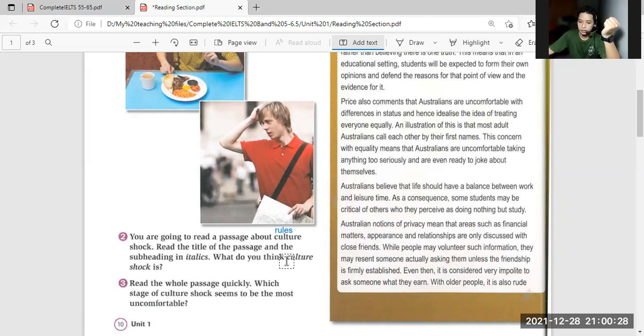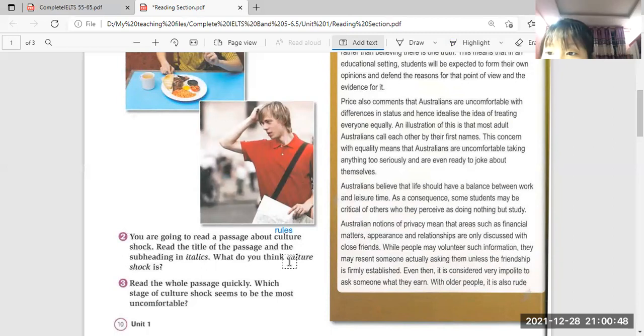Okay. Yes. And then, for example, in Vietnam, maybe what is not allowed in Vietnam? Do you know what is not allowed in Vietnam? I don't. What do you think is not allowed in Vietnam? For example, when you're eating with your family, what is not allowed?